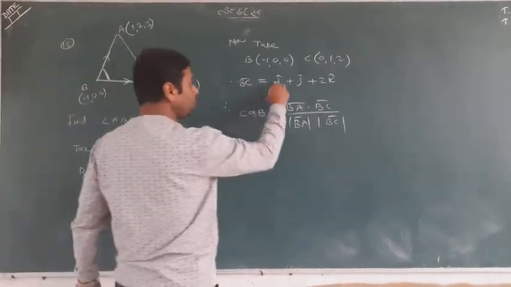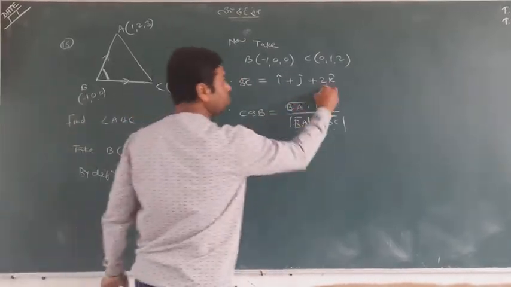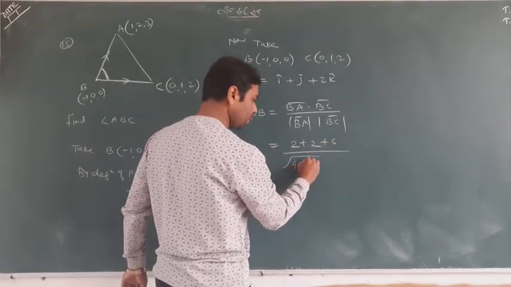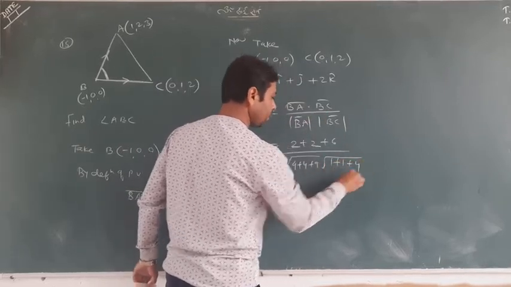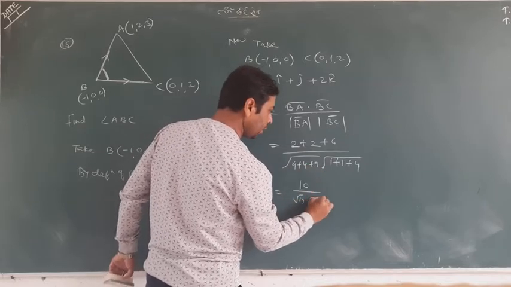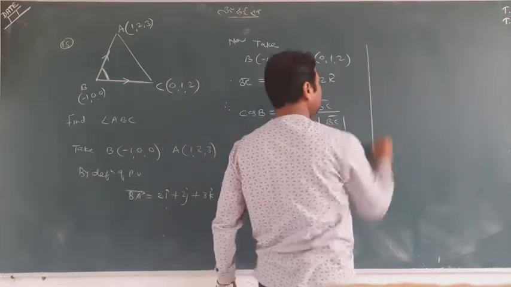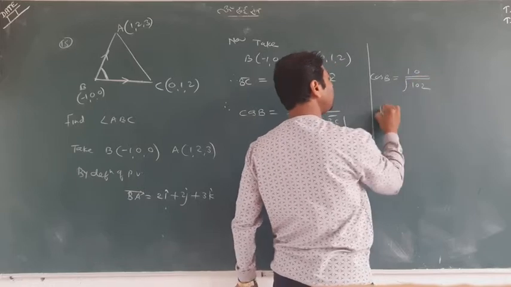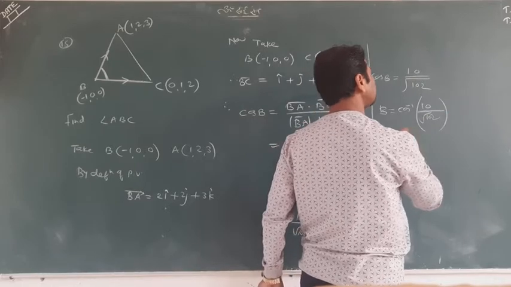You know, 2 into 1 is 2, 2 into 1 is 2, and 3 into 2 is 6, upon mod B. 4, 4, 9, and here it is 1, 1, 4. 6, 2, 8 to 10 upon 9, for 13, for 17, and this is 6, overall 102. So this is cos B, you got 10 upon 102. So B is equal to cos inverse 10 upon 102. That's the answer of the question.